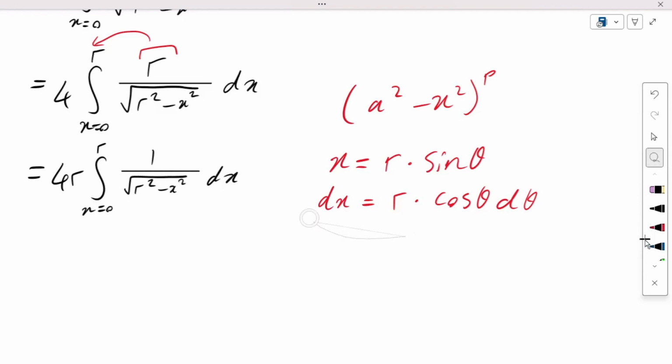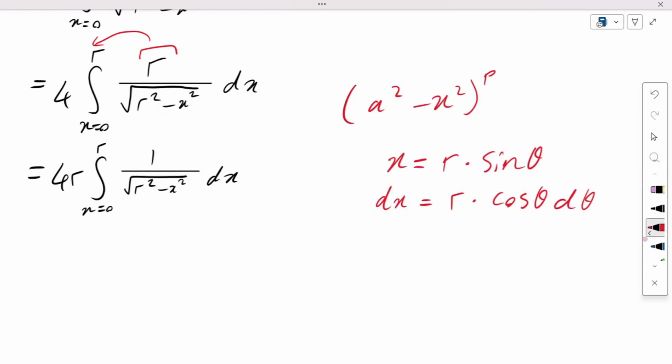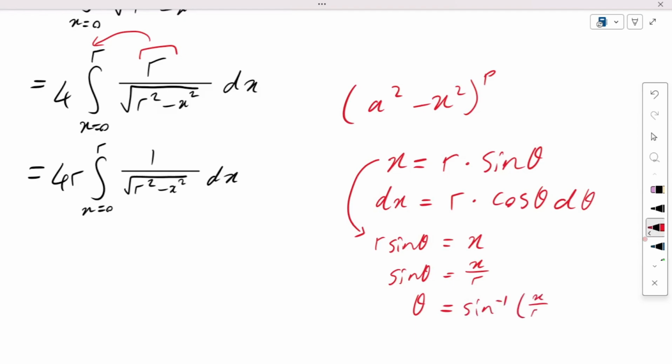But now we want to settle things. We don't want to go back to this whole substitution thing again. So what we're going to do quickly is find theta. We can rewrite this as r sine theta is equal to x, such that sine theta is equal to x over r, and therefore theta is equal to arcsine of x over r. Okay, so now we found theta. That's exactly what we want, so that maybe we can substitute back in.